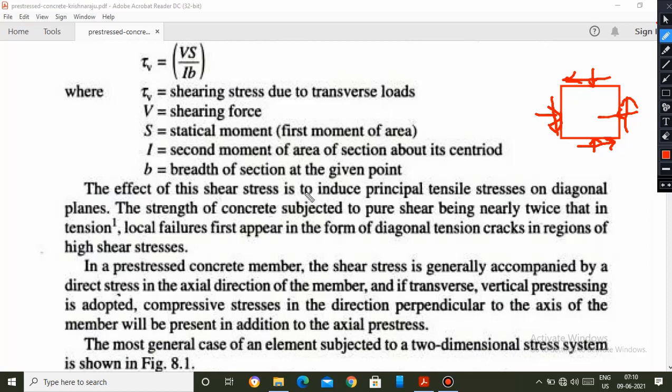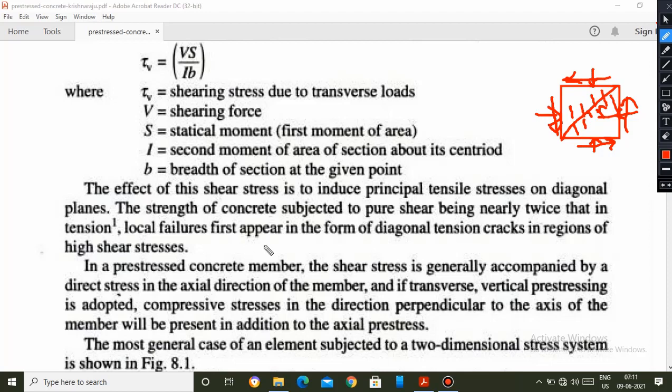The shear stress induces principal tensile stress on the diagonal planes. That means because of these shearing stresses, the diagonal planes may get developed, and these diagonal planes have the capacity to cause failure of this section. The strength of the concrete subjected to pure shear is nearly twice that in tension, where the forces developing in the tension are twice the forces generated in the compressive forces.